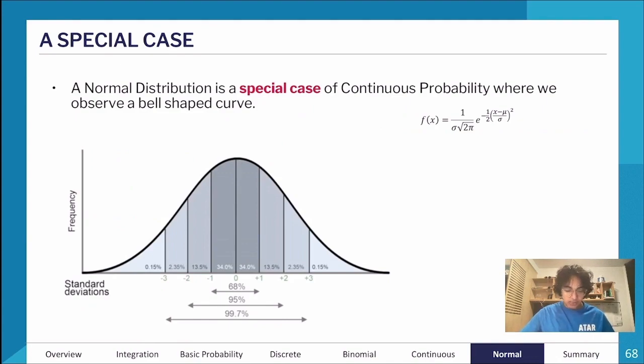Like I said, it follows this really special bell-shaped curve. What's really nice about this is that this one here is your standard normal distribution. You can see that its mean is centered at 0, so mu is equal to 0.